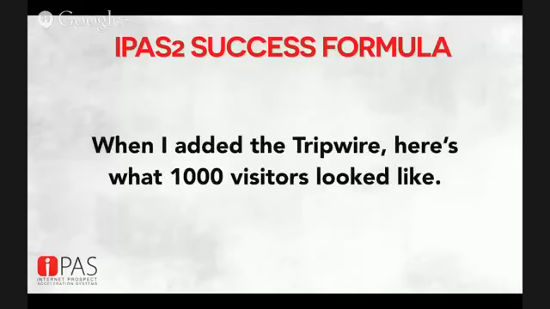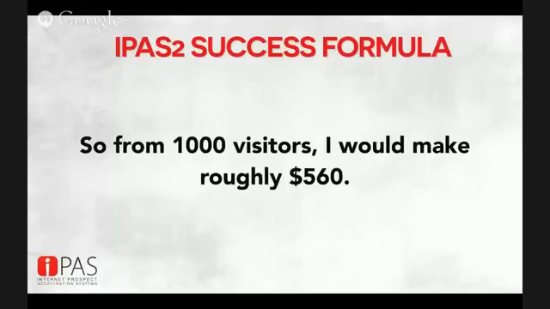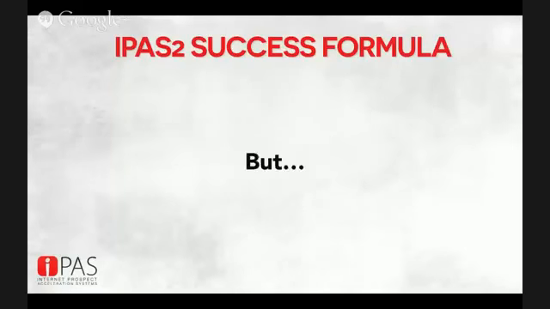When I added the tripwire, here's what 1,000 visitors look like. Now, our tripwire costs $7. Roughly 8% of the visitors bought that. So the difference is, from 1.5%, now we move to conversions up to 8% buying the $7 offer. So for 1,000 visitors, I would make roughly $560.